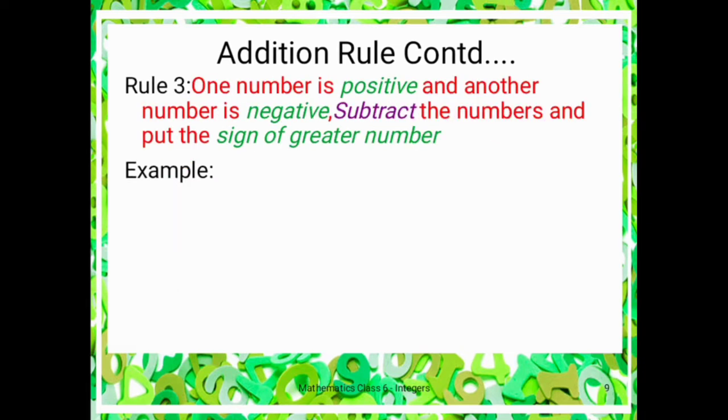This is the case where one number is positive and the other number is negative. Then what will we do? Here, we simply subtract the numbers. That means subtract the lesser number from the greater number and put the sign of the greater number. That's all. Here is one example. Plus 5 plus minus 2 equal to plus 3. Why? Take the difference of 5 and 2. 5 minus 2 is 3. Then what is the sign of the greater number? It is the sign of 5, that is plus. That's why the result is plus 3.